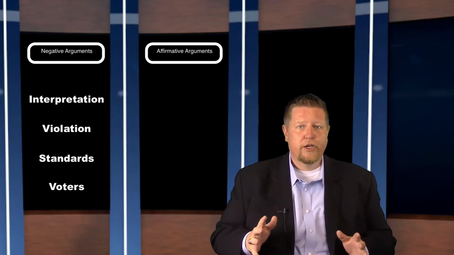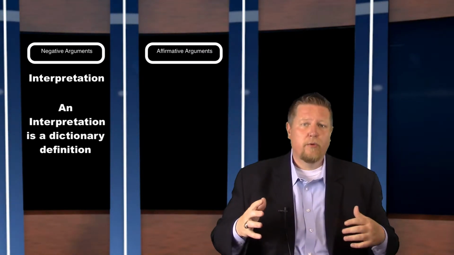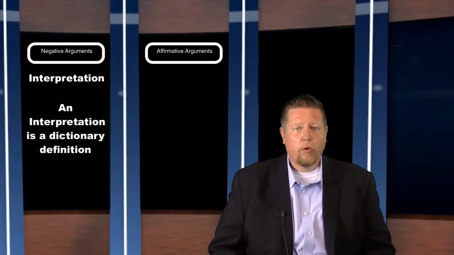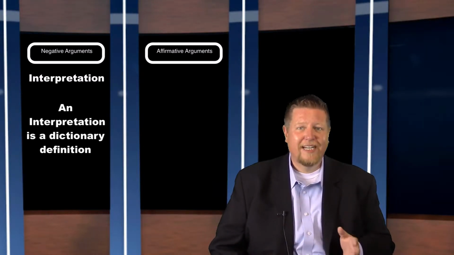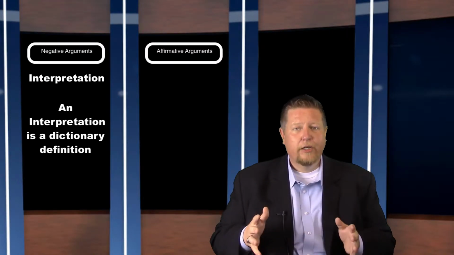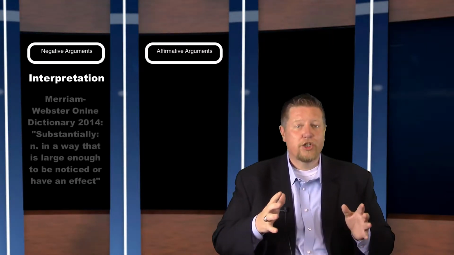Let's start with interpretation, which is really just another word for the dictionary definition. Think of it this way. The interpretation is how you interpret or define a specific word or phrase in the resolution. Since the only thing you do in the interpretation section is read a definition, then the terms interpretation and definition are nearly interchangeable. So in the interpretation section, the negative team reads a dictionary definition.